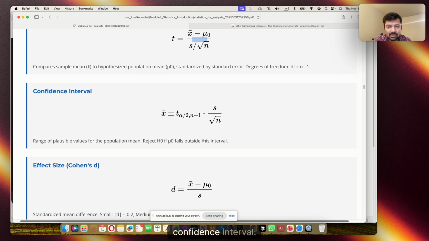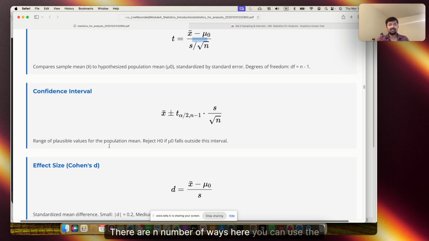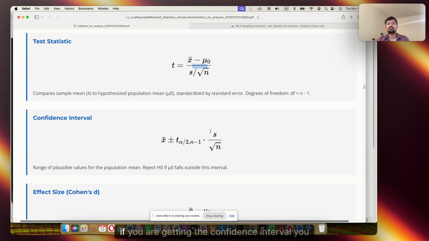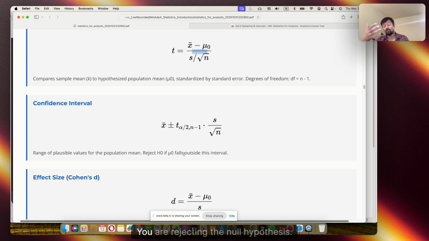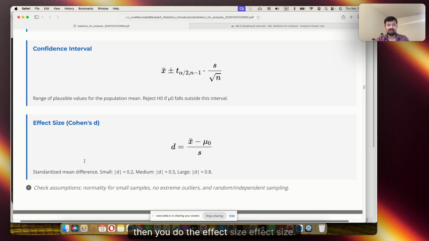You can compute the confidence interval. We have discussed computing the confidence interval; there are n number of ways. Here you can use the population mean. Reject H0 if mu 0 falls outside that particular confidence interval. Now instead of p-values, if you're getting the confidence interval, you reject the null hypothesis if the value that you are predicting falls outside or beyond the confidence interval, either higher or lower. Okay, then you do the effect size.